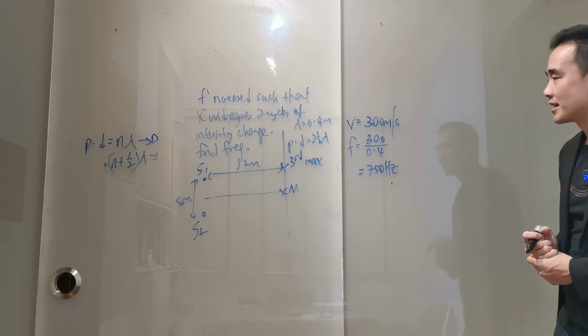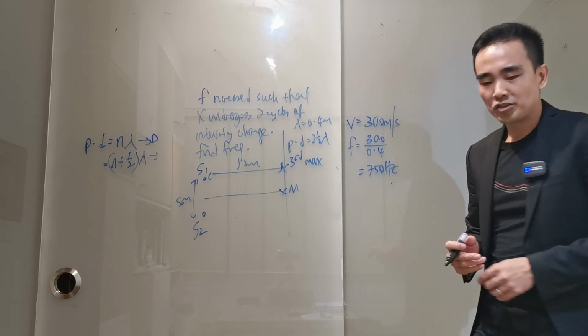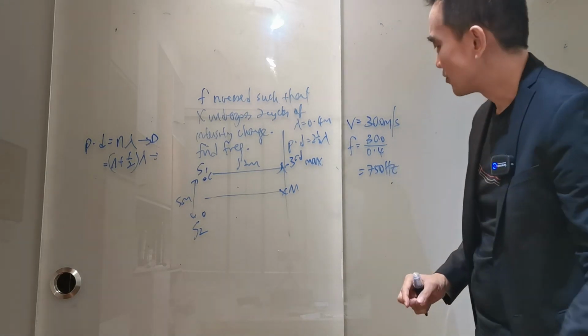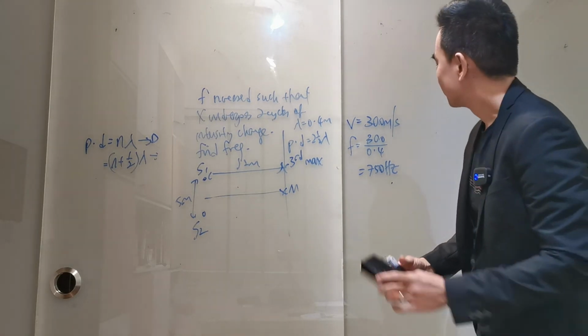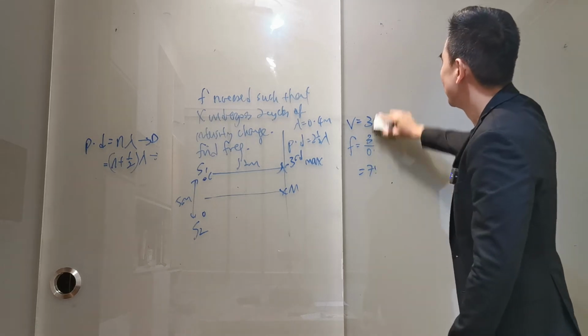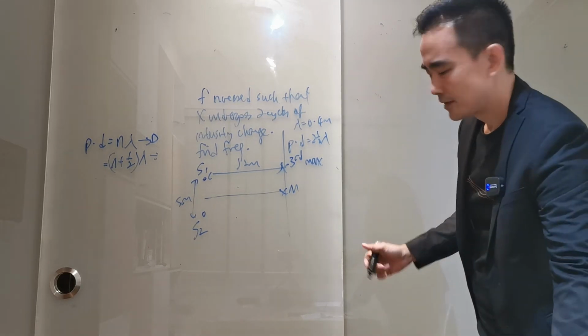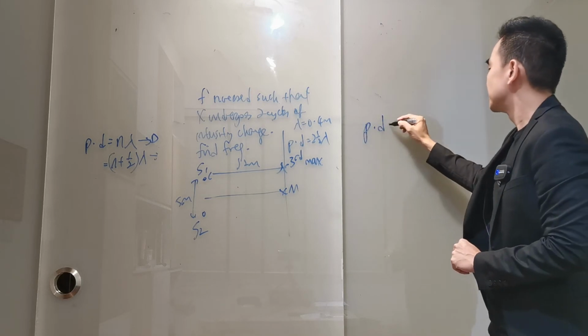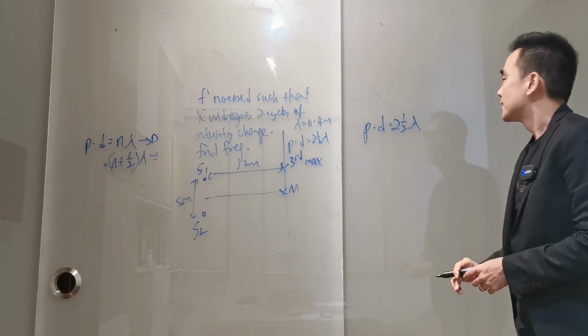Alright, I hope that you are able to come up with something at this point of time. So the question is, how does frequency change the scenario? Now, let's keep this in mind that the previous frequency is 750 hertz. So let's take a look. Path difference equals 2.5 wavelengths. That was the previous scenario.